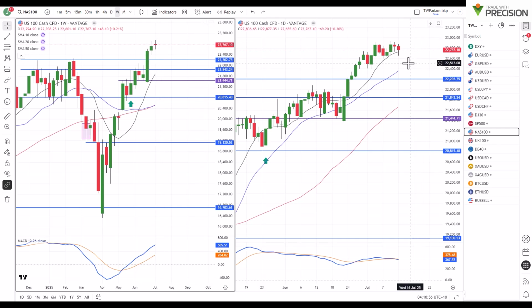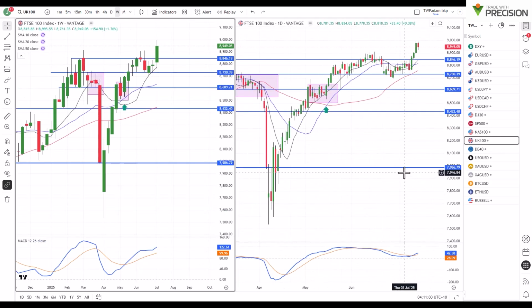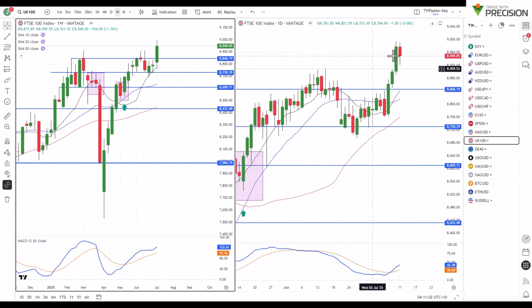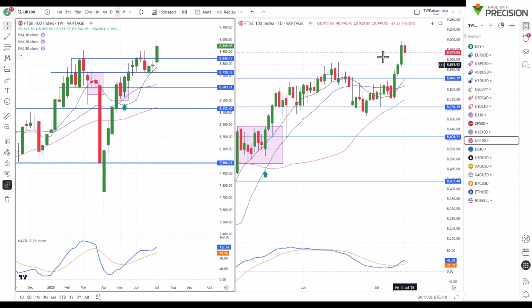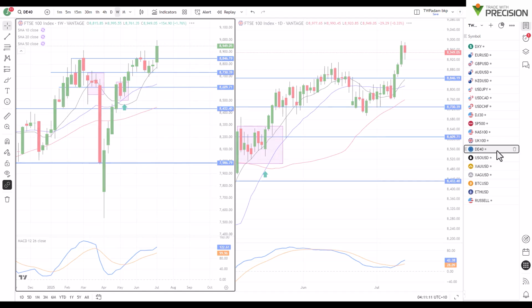Then if we just have a look at the UK, again, all-time highs, looking relatively strong. Possibly it may want to come back down for a couple of days and test this, but then continue to the upside. So again, cautiously bullish on this one as well. Let's have a look at the DAX.